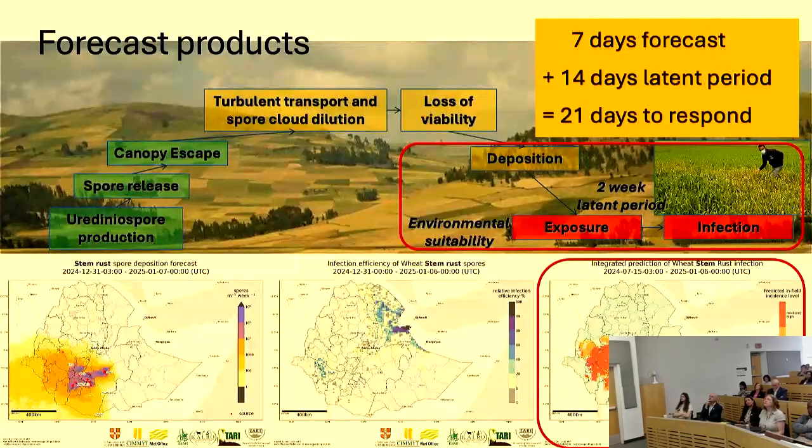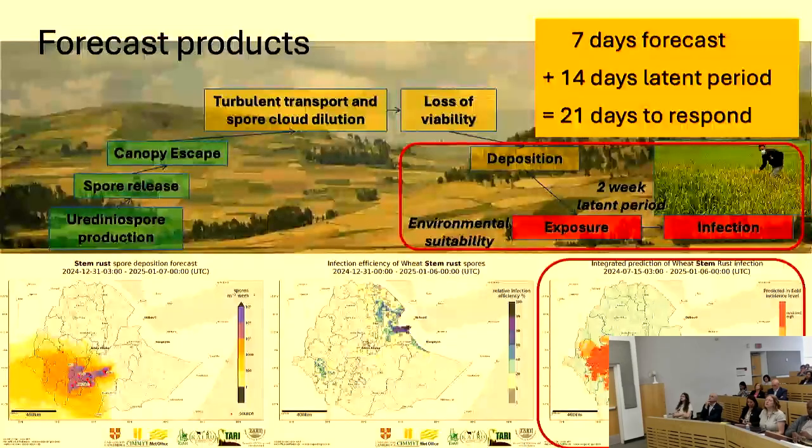And to reiterate, with the 7-day weather forecast and something along the lines of a 14-day latent period, of course that can change a bit in different settings, that gives farmers and the whole system roughly 21 days for rapid response within season.